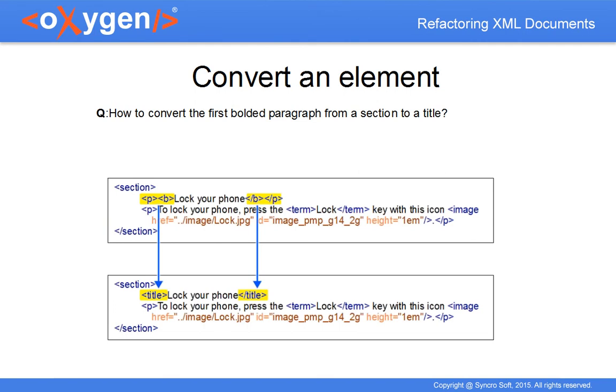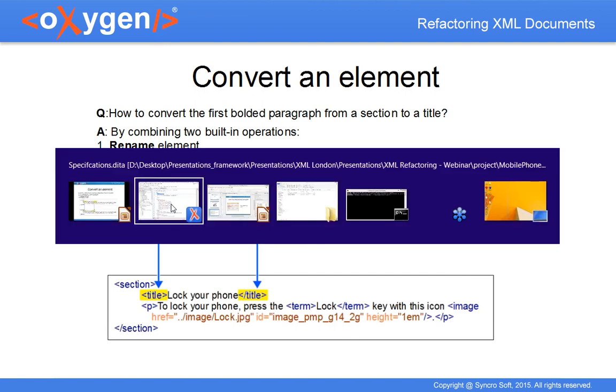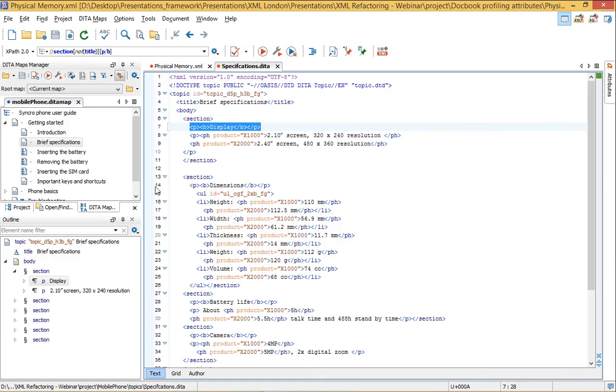There is no predefined operation for this particular case, but we can still fix it by combining two existing operations: a rename element and an unwrap. So what we want to do is to rename the paragraph into a title, and after that unwrap the bold element, which is no longer needed. Let's switch again to oXygen and see how that works.